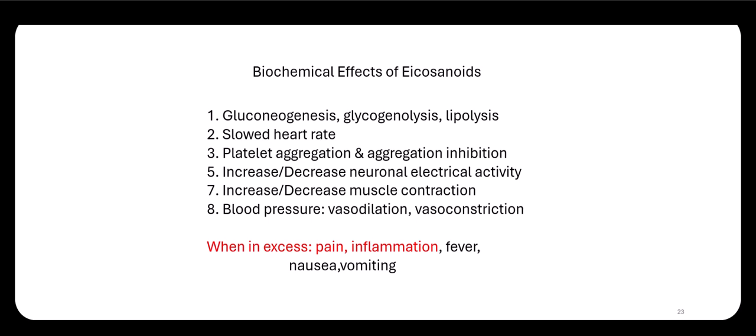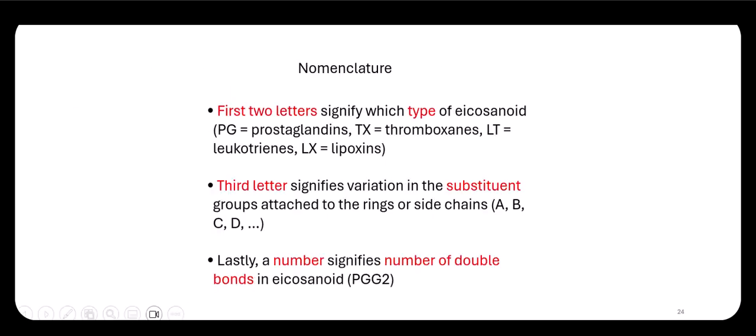Anyway, platelet aggregation inhibition and everything is something you'll talk about. The electrical activity in the neurons you'll talk about. Muscle contraction, we're going to play a role there. Blood pressure, vasodilation, vasoconstriction as part of the inflammatory response. When in excess, and that's something that gets very big in the inflammatory story, that's when we get pain, inflammation, fever, nausea, vomiting, things like that.